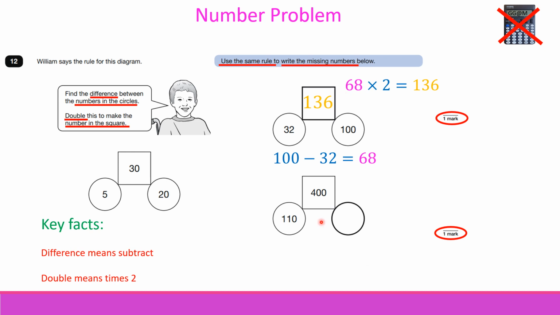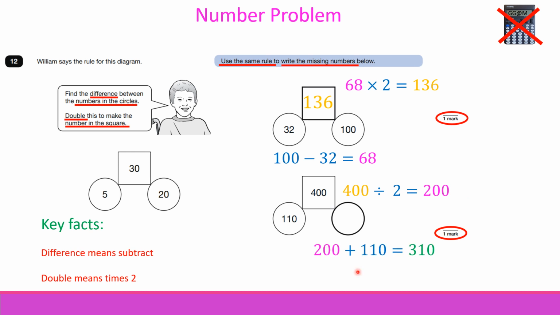The last one here is working backwards. So we're starting with the number 400, and then we've got to work out what's in the circle. So instead of multiplying by 2, we're going to do the opposite. The opposite to multiply by 2 is divide by 2. So I'm going to start off with 400 and I'm going to halve it. Half of 4 is 2, so half of 400 is 200. Then the difference between these 2 numbers here has got to be 200.